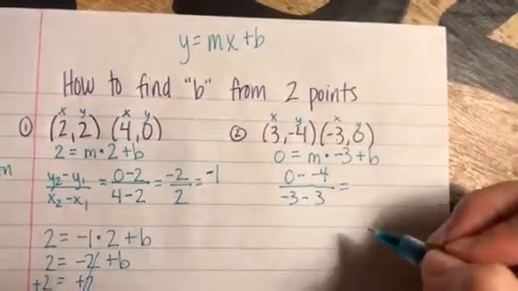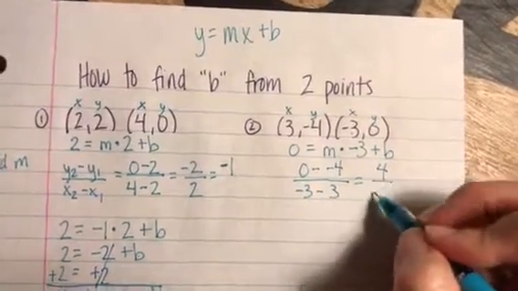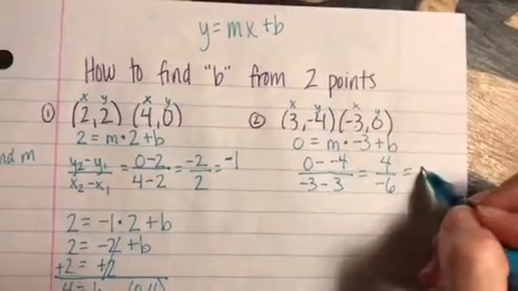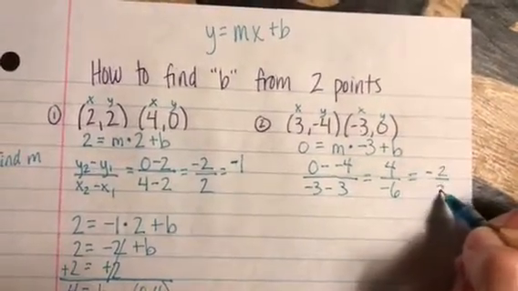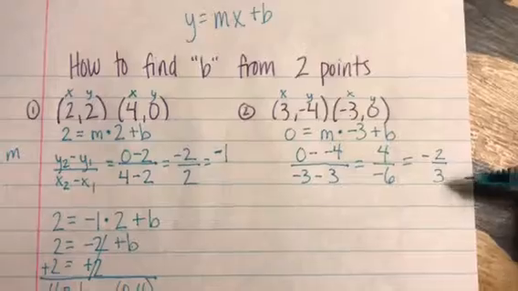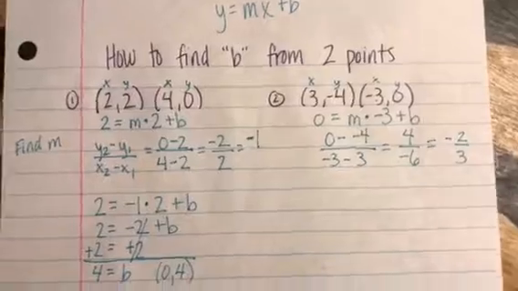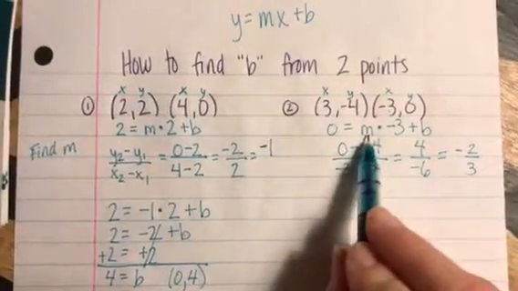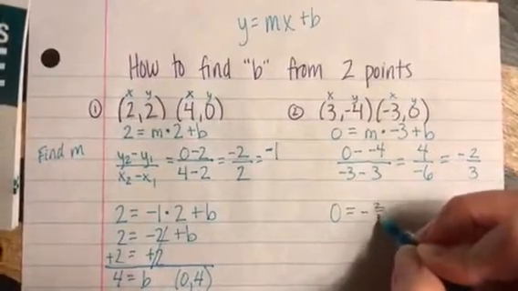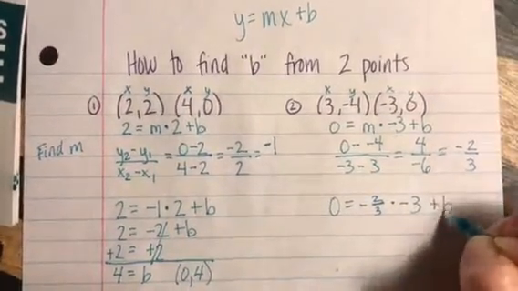0 minus negative 4 is like 0 plus 4, so that equals 4. Negative 3 minus 3 is negative 6. So I'm going to simplify that to negative 2/3. I'm going to leave it as a fraction and not try to convert it to like 0.6667 or something like that. It's more precise if you leave it as a fraction. All right, so now I can put that in place of m in my equation. 0 equals negative 2/3 times negative 3 plus b.